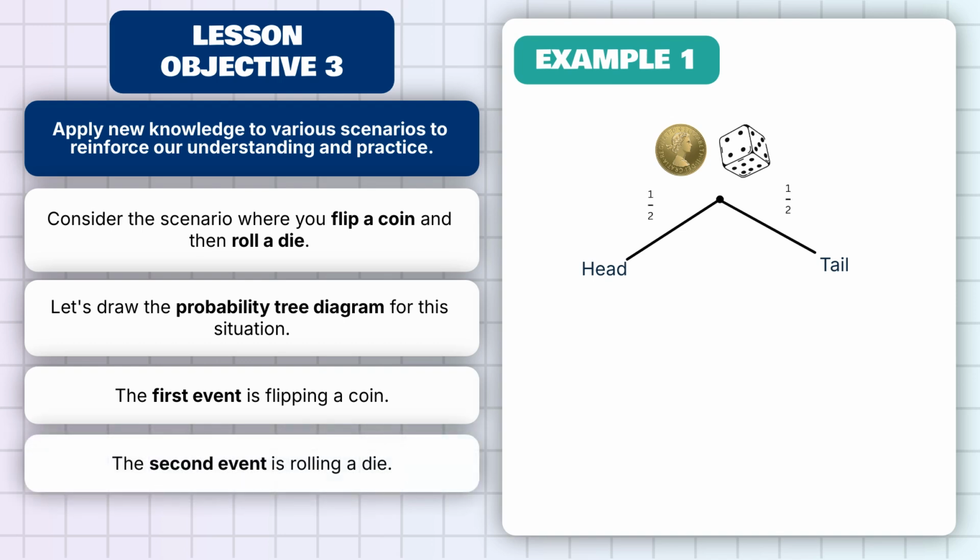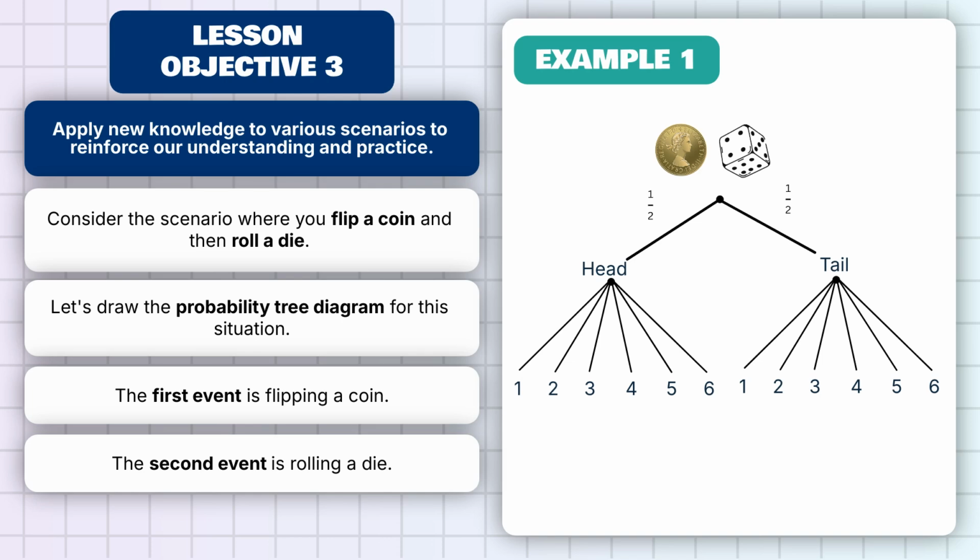The second event is rolling a die. After flipping the coin, you roll a die which has 6 possible outcomes: 1, 2, 3, 4, 5, and 6. From each of the heads and tails branches, draw 6 more branches representing each possible outcome of the die roll. Each of these branches will have a probability of 1/6. Now let's look at the complete probability tree diagram you have.